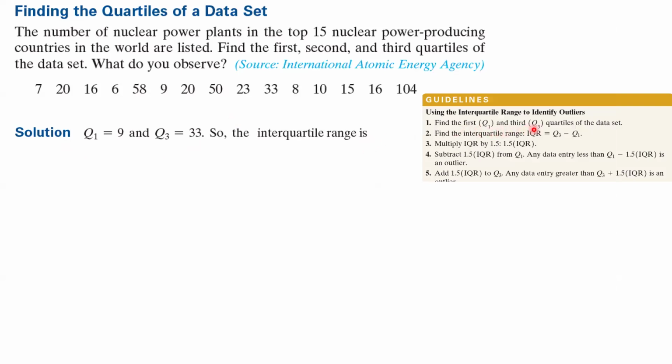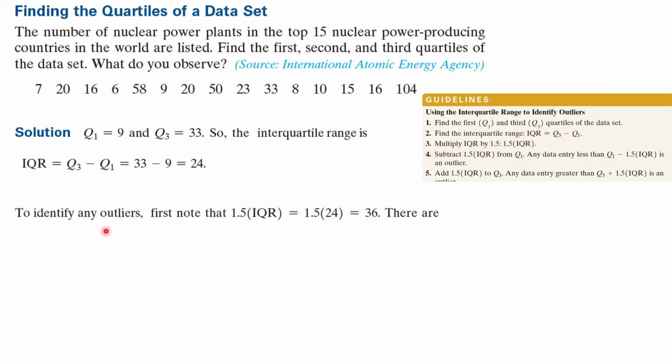So we found Q1 and Q3. In the next step, we're going to calculate the interquartile range, IQR, which is Q3 minus Q1, or 33 minus 9, which is 24. Now that we found the interquartile range, we need to multiply it by 1.5. To identify any outliers, first note that 1.5 times the interquartile range is 1.5 times 24, or 36.